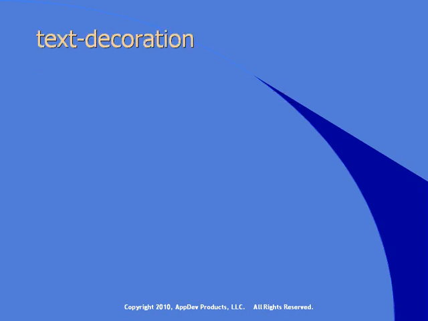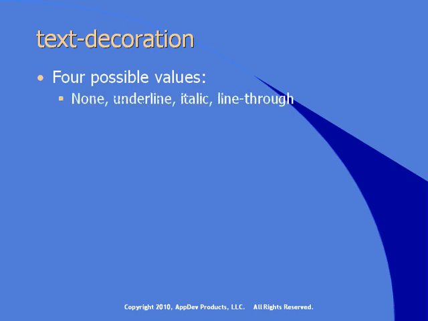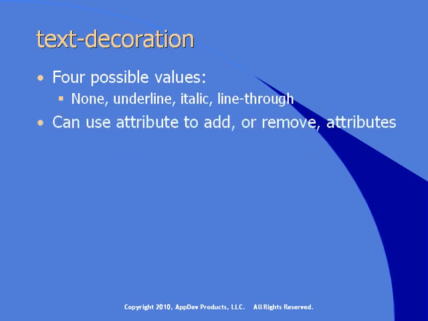The final text-based style attribute is the text decoration. This has 4 possible values: none, that is no decoration, underline, italic, and line through. Line through gives you, obviously, a line through the text. You can use this attribute to add or remove decorations, and you combine them using a space between the values. So if you want something to be underlined and italic, the style value would be underline space italic.